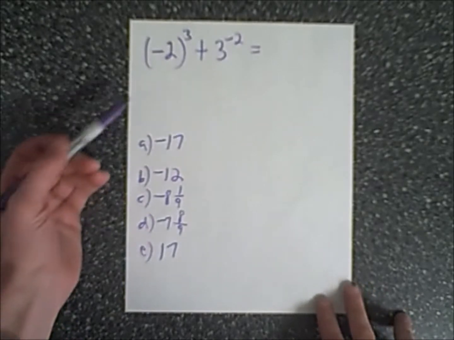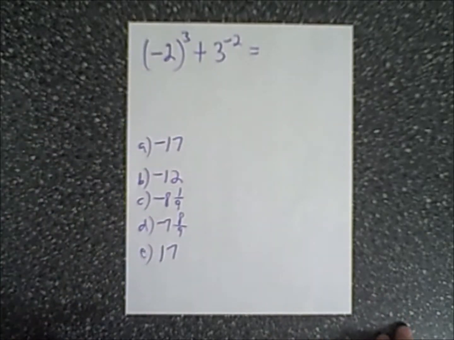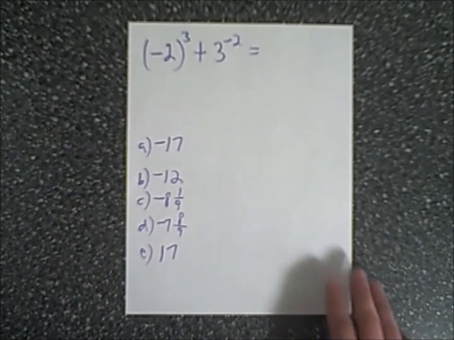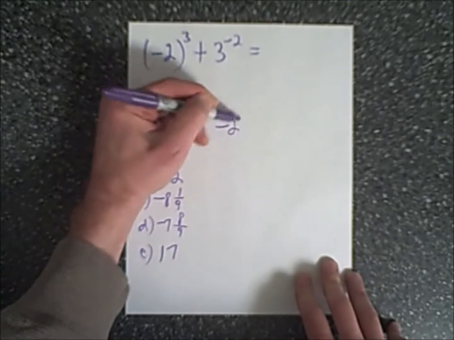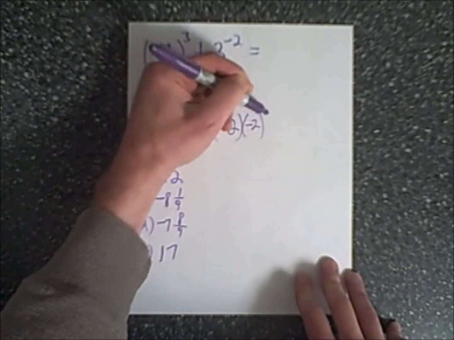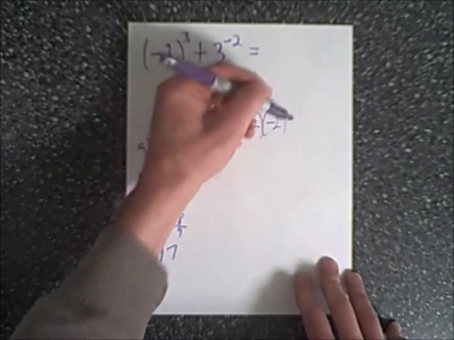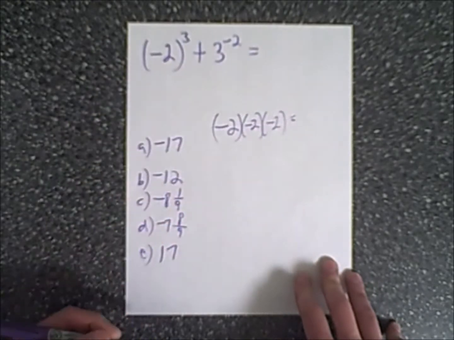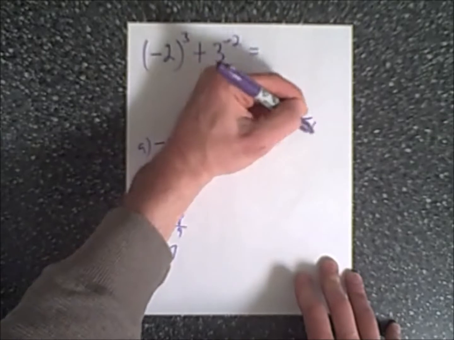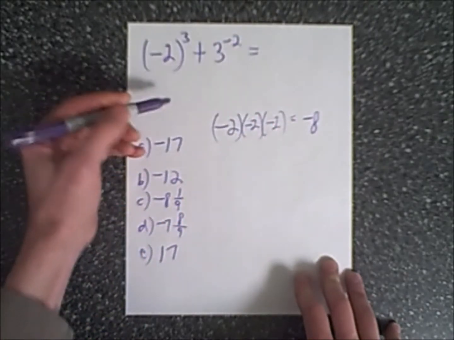We have -2 to the third power plus 3 to the -2nd power. And really it just comes down to how well you are familiar with exponents, and specifically negative exponents. So the first part is -2 cubed, and I'm sure you know that. That's simply -2 times -2 times -2, 3 times, which is equal to -2 times -2 is +4, +4 times -2 is -8. So that's the first part.